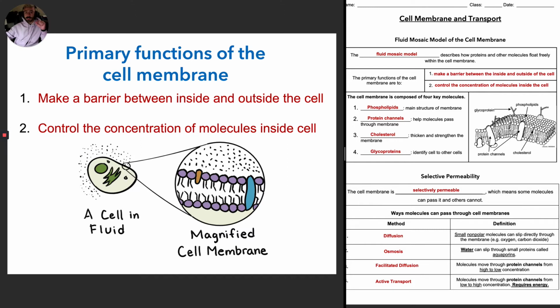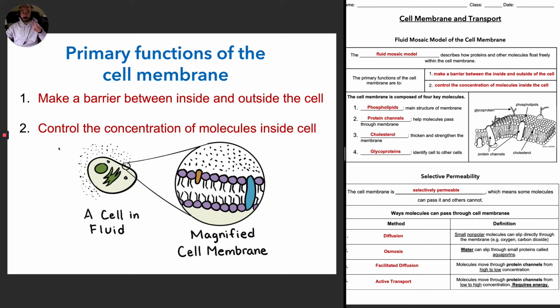So the cell membrane has two primary functions. The first is to make a barrier between the inside and outside of the cell. So like I said, the water balloon example works very well here. It's the difference between a water balloon and a puddle of water. So the cell membrane is very similar in that sense.